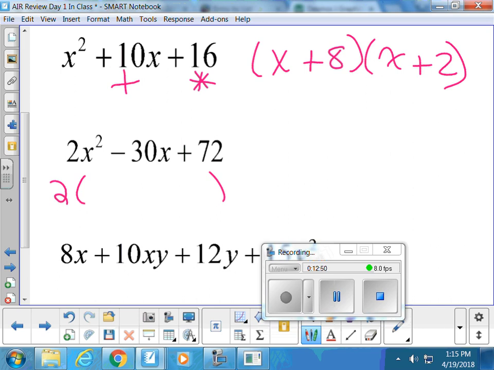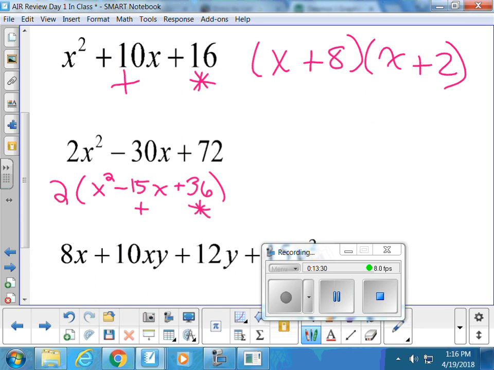For one ticket, after I pull the 2 out front, what will be left on the inside? Jalen? Good. Perfect. And now we kind of lucked out. Once the 2 was out of our way, this was the old-fashioned method. So we're going to do some brainstorming again. What numbers add to negative 15 that multiply to 36? If you know, you can have a ticket. Let me know. Jaden? Negative 12, negative 3.